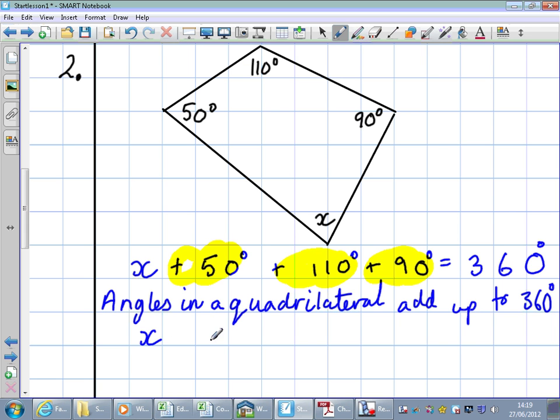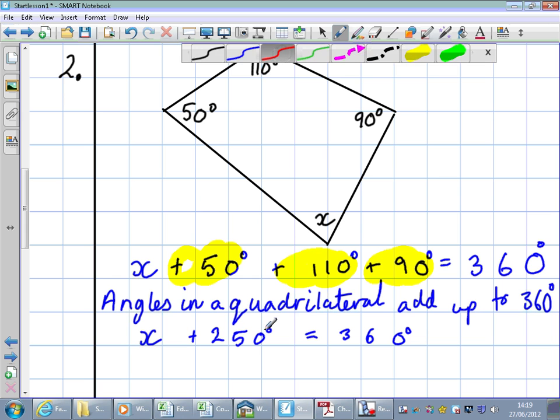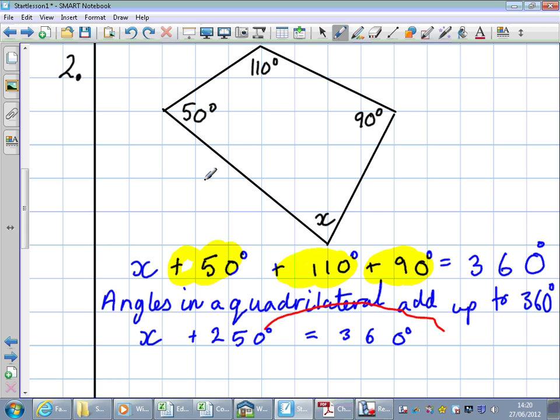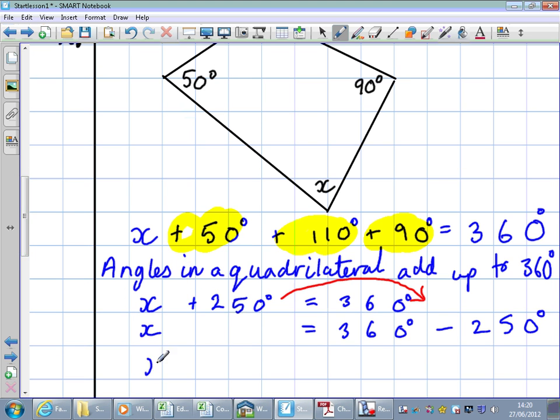So x plus 250 equals 360 degrees. I just heard the person that gave us the answer of 250 now changing her mind. Sorry, that's not very professional looking, is it? To 110. Let's see if she's right. X equals 360 degrees, take away 250 degrees, and well done, Sarah. X equals 110 degrees.